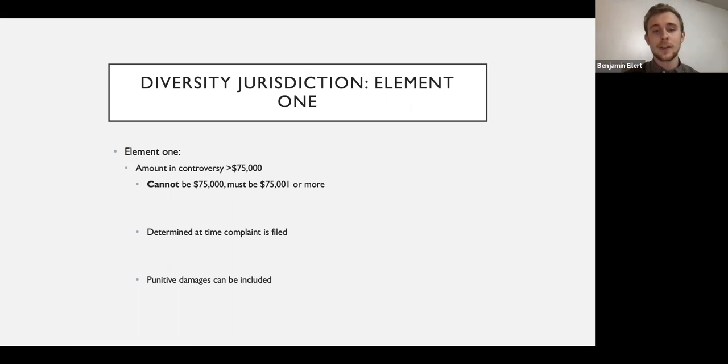This number is determined at the time of the complaint, and punitive damages can be included. And I did mean to say determined at the time the complaint is filed. That is very important to remember. If you're on the defense side of this and you know for a fact that the amount in controversy is less than $75,000, you can get the whole case, the suit, dismissed. And this number must be made in good faith.